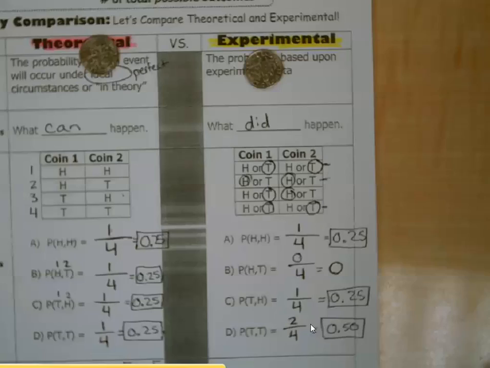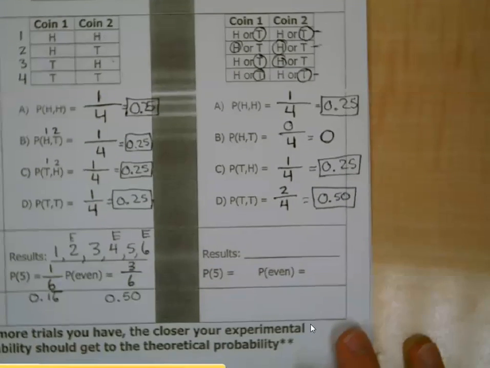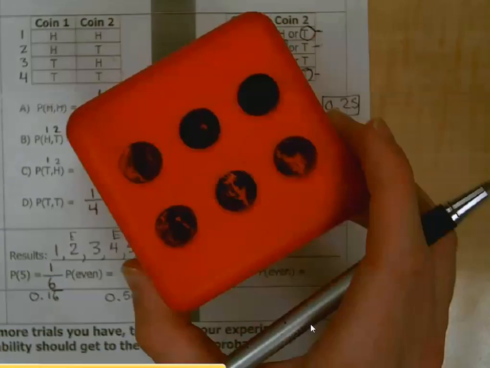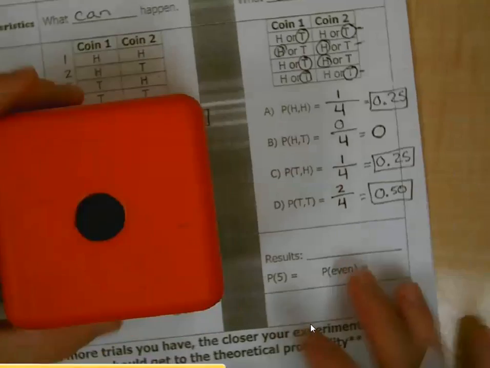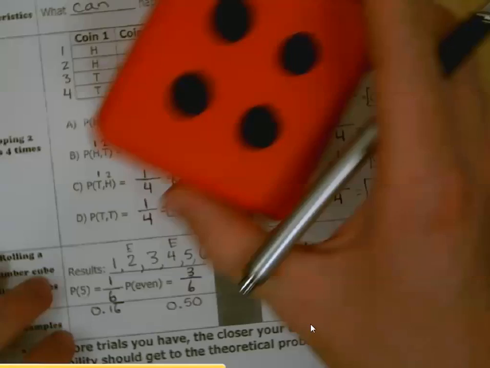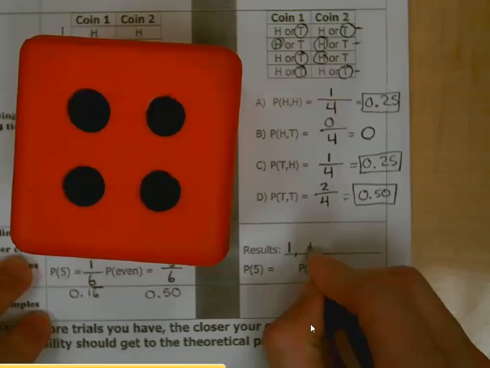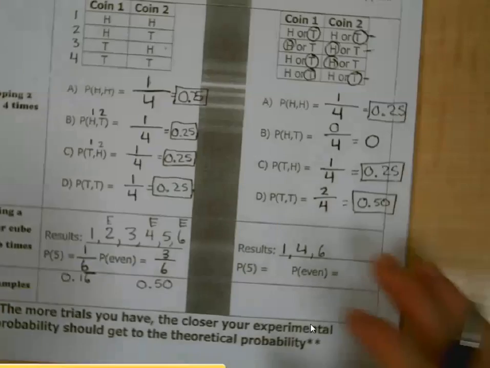Excellent. Now that we've finished our coin experiments, let's do some die experiments. So, I'm going to roll this die 6 times and see what numbers come up. Let's see. All right, looks like a 1 the first time, so that goes here. Our second time is a 4. Our third time is a 6. Our fourth time is a 2.